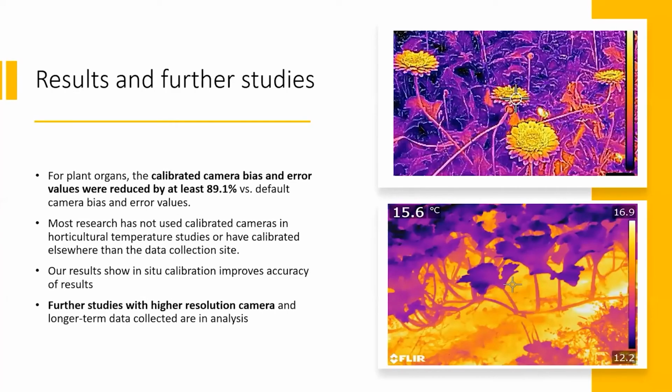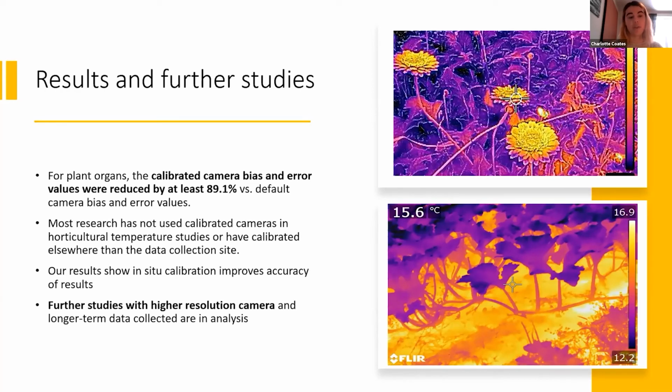Okay, thank you. So with the calibrated camera, bias and error values were reduced by at least 89.1% between the default and the newly calculated error values. Like I said, most researchers have not used calibrated cameras, or they have calibrated elsewhere than their data collection sites, and the environmental conditions of the area that you're measuring, as well as the light conditions, will change, and thus you can improve the accuracy of your results by calibrating in situ, as we have done.